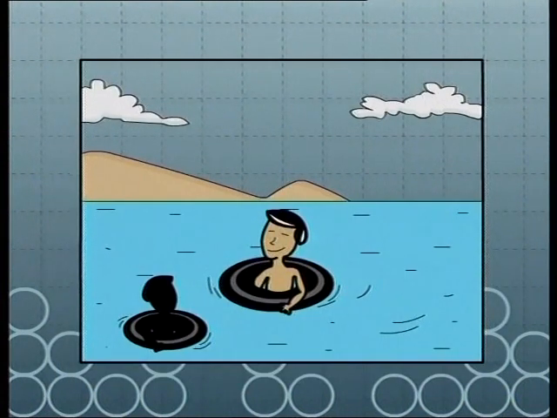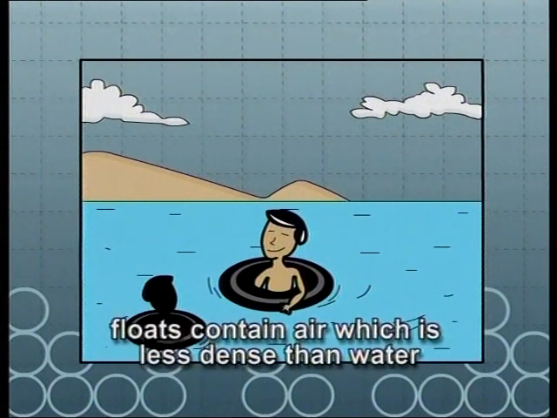People who are learning to swim usually have difficulty to stay afloat, so they use floats to help them stay afloat. These floats contain air, which is less dense than water.